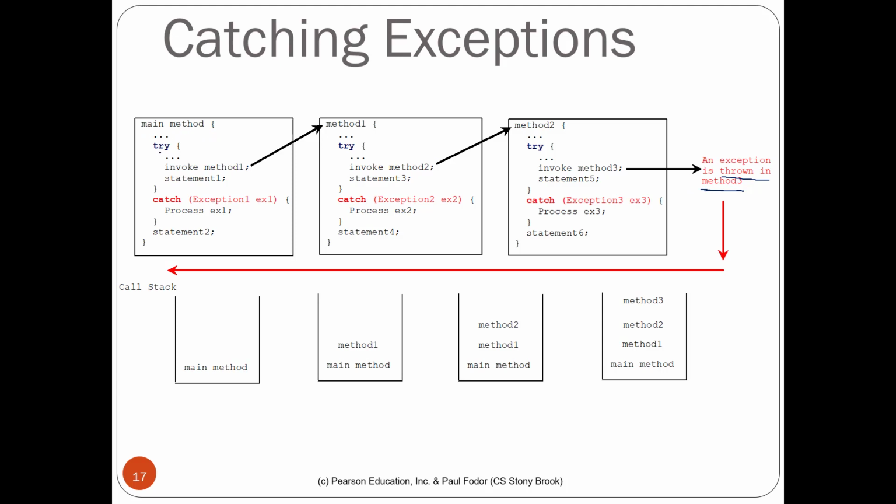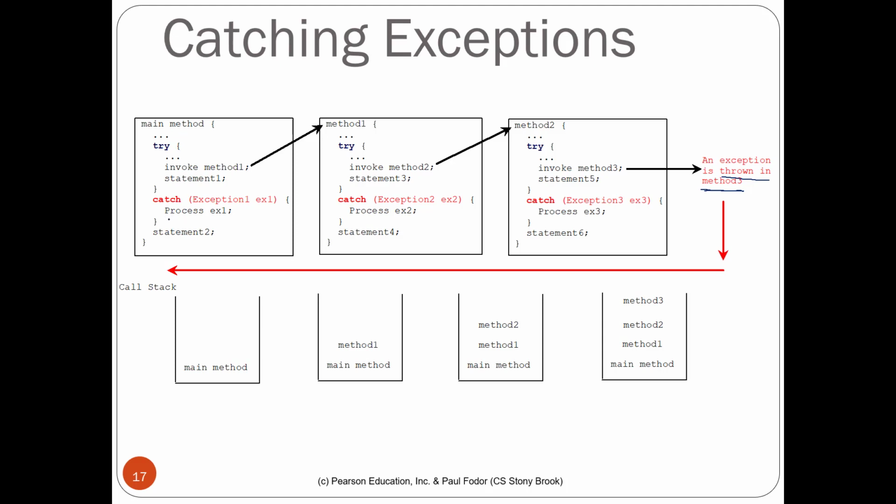In the main method, you have a try and catch block. That means the main method has some capability of handling exceptions. So in the try block, we have these two statements. The first statement is invoking method 1, and then there is some statement after the method 1 invocation. In the catch block, we have the catch for some exception 1 type. Exception 1 could be anything. It could be an arithmetic exception, it could be an IO exception, it could be an index out of bound exception. But yes, there is some exception type which the main method can handle.